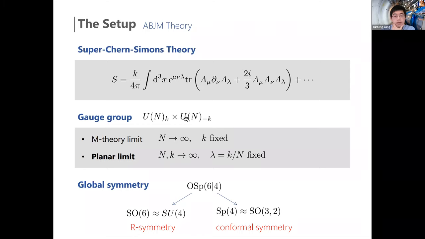For ABJM theory, we have two important parameters, the rank of the gauge group N and the Chern-Simons level K, and then you can take different limits. One interesting limit is to take K fixed and N very large. This is the so-called M theory limit, because in this limit ABJM theory can tell us something about the mysterious M theory. For integrability, it's more interesting to consider the planar limit, where we take N and K to be very large, but we keep the ratio fixed.